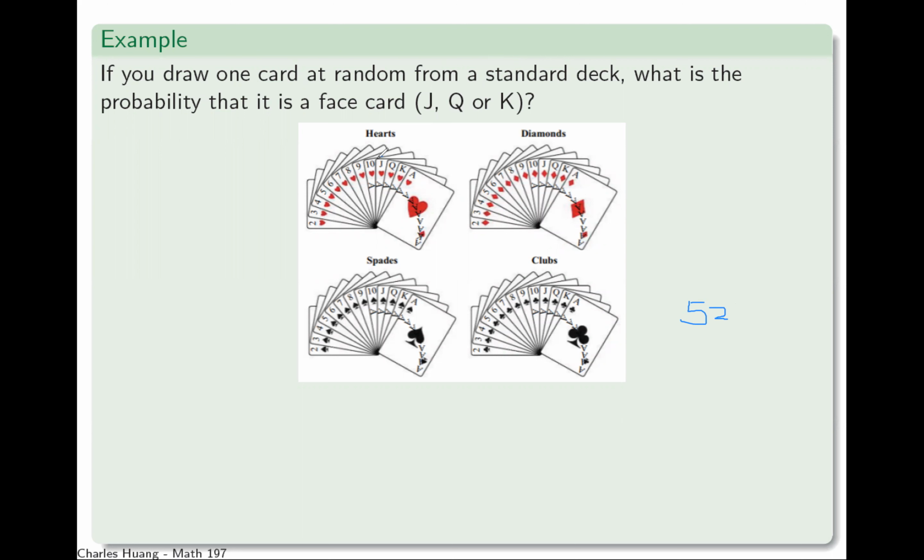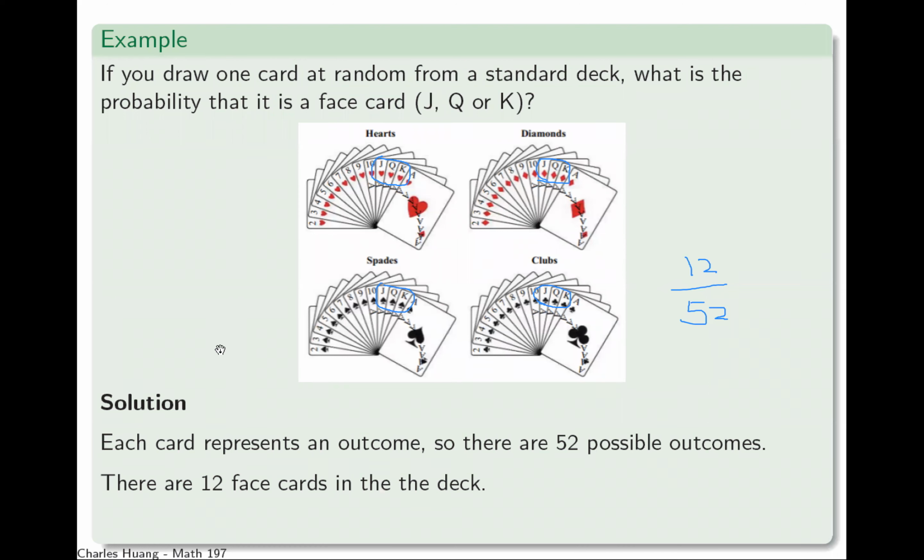Now, you'll notice we have 3 face cards over here in the suit of hearts. We have 3 face cards in diamonds. And we have 3 face cards, Jack, Queen, and King, in spades. And we have 3 more in clubs. Altogether, we have 12 face cards in total. So we will say that the probability to get a face card is 12 divided by 52.